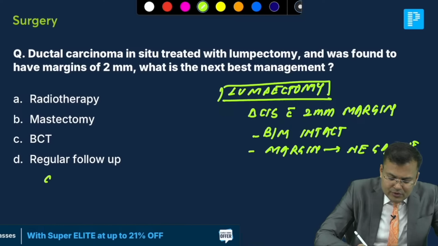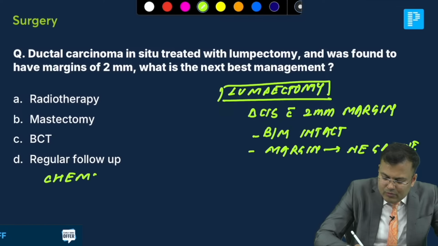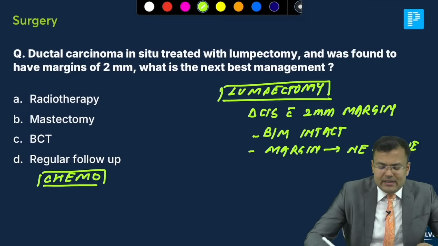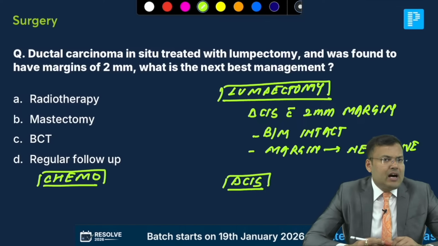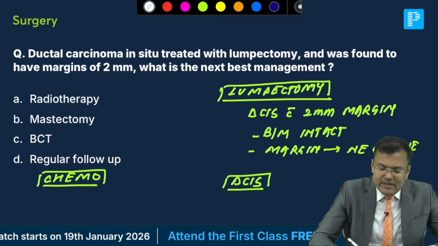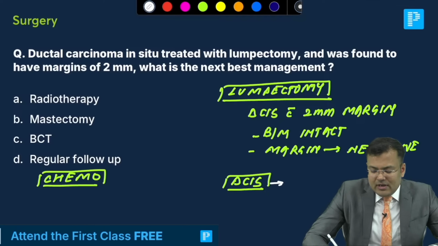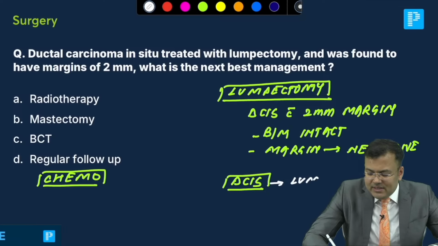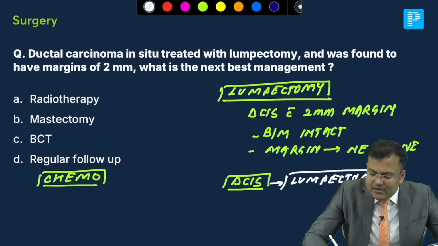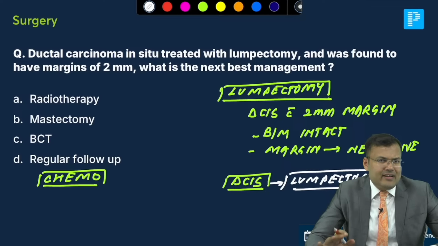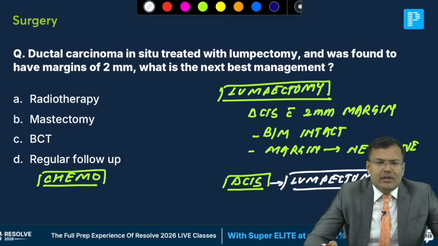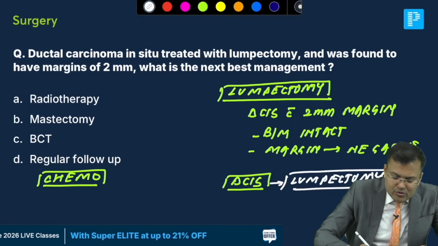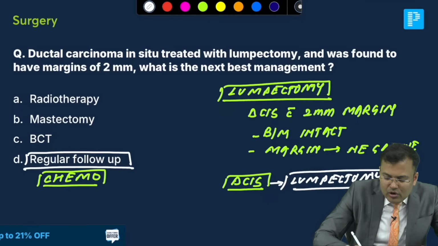Chemotherapy option was also there. So, guys, let me tell you what is the management of DCIS. In majority of cases, how are we going to manage ductal carcinoma in situ? Wide local excision or lumpectomy is sufficient. If negative margin is there, lumpectomy is sufficient. If the tumor is not high grade, in those cases there is no requirement of radiotherapy also. So, ideally you should go for regular follow up.